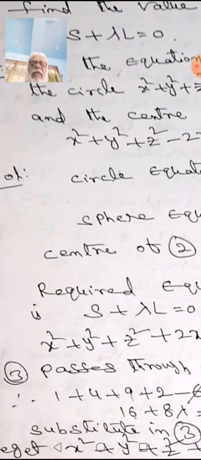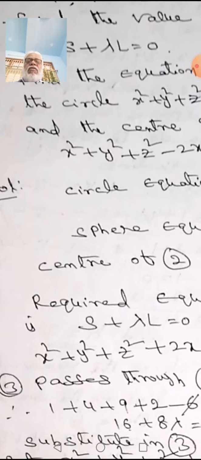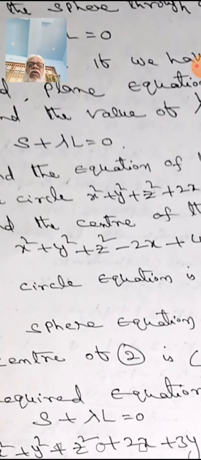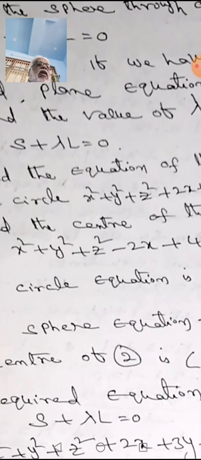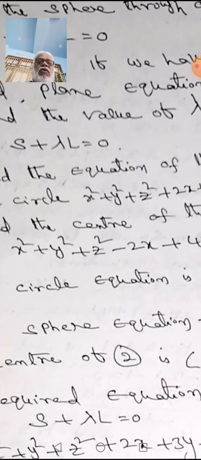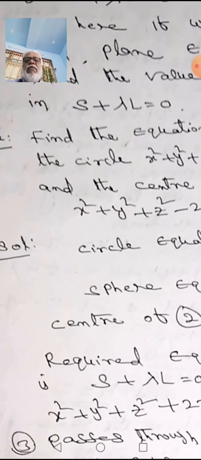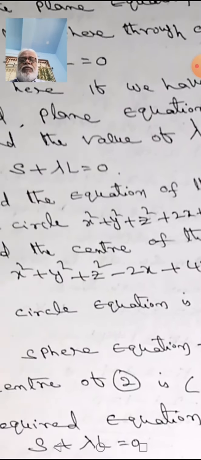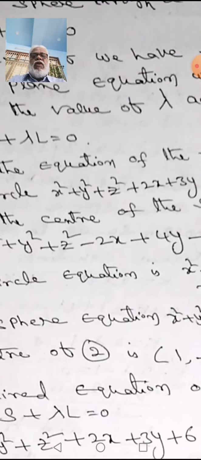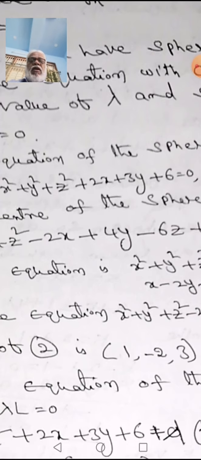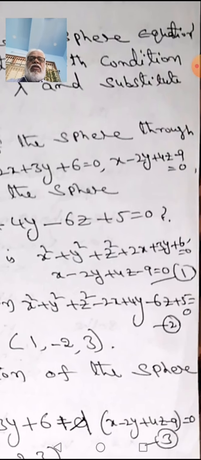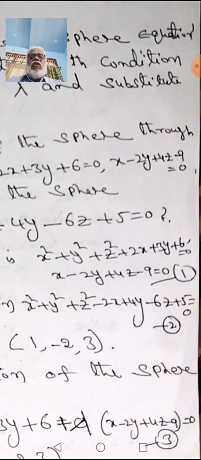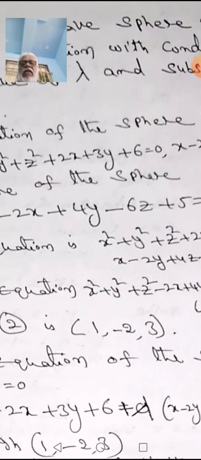It means first of all we take the equation S plus lambda L is equal to 0. Taking S plus lambda L is equal to 0, find the equation of the sphere through the circle x square plus y square plus z square plus 2x plus 3y plus 6 is equal to 0 and x minus 2y plus 4z minus 9 is equal to 0.